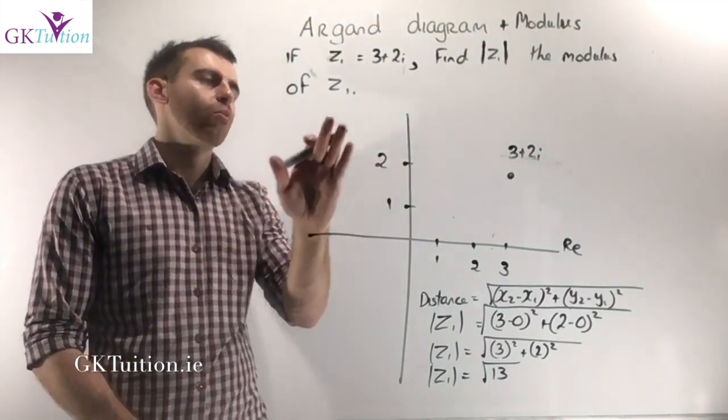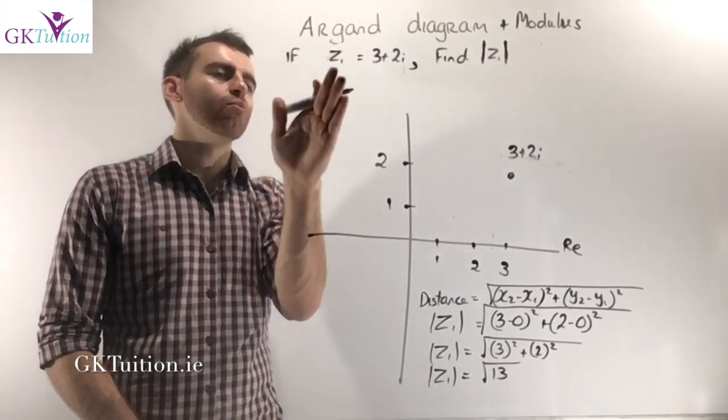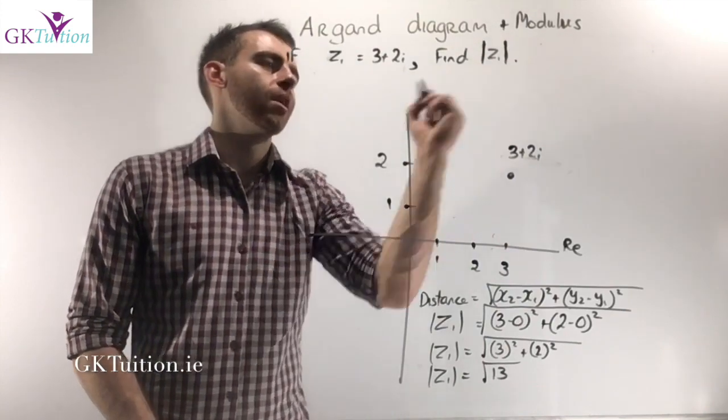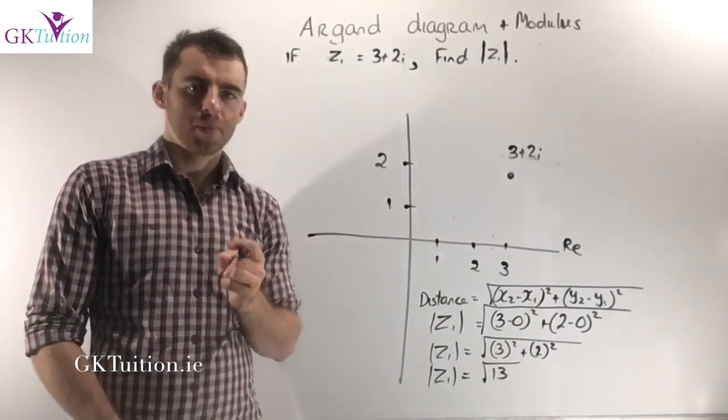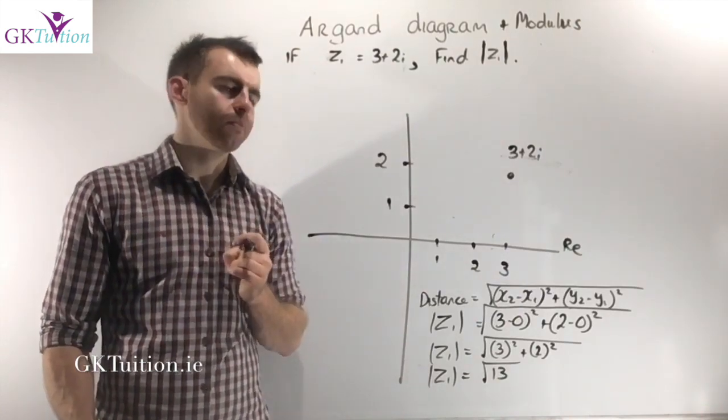Usually an exam question won't actually say this at all. It will just say if Z1 is 3 plus 2i, find, and it'll give you that. You need to realize that that means the modulus. Now it's really important that you realize that this is relevant to our Argand grid.